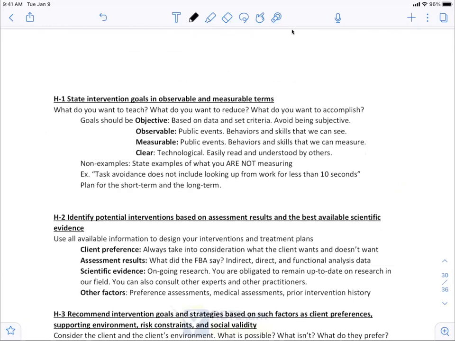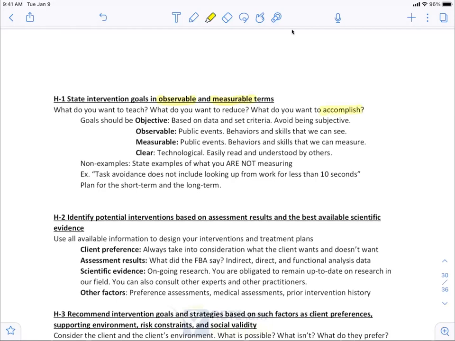State intervention goals in observable and measurable terms. So now we're kind of jumping back to assessment and treatment plan writing. Why is it important that we have observable and measurable terms? Well, in ABA, we are operant based. So it's critical that we use the environment and things we can see and measure to our advantage. Whenever we're teaching goals, they need to be observable and measurable so we can understand, is our intervention working? What do we want to teach? What do we want to reduce? What do we want to accomplish?